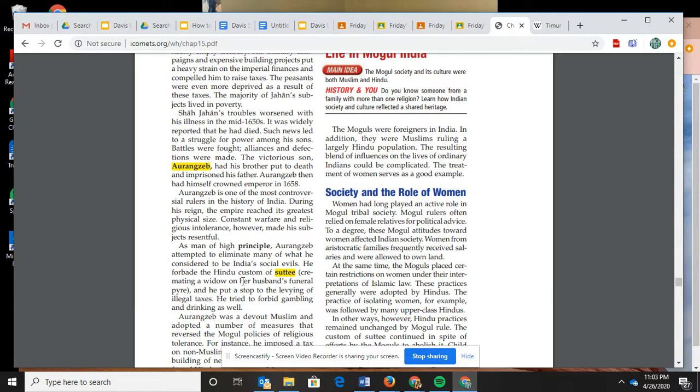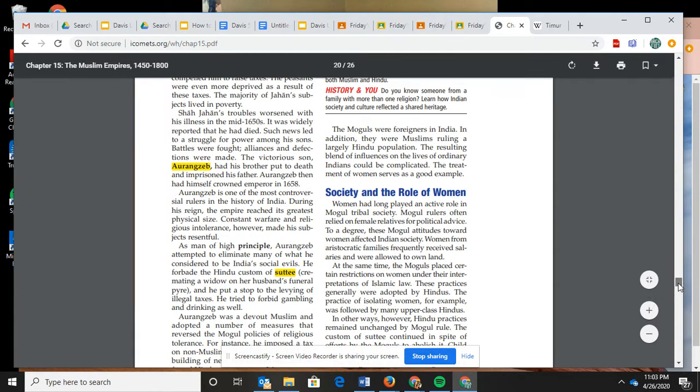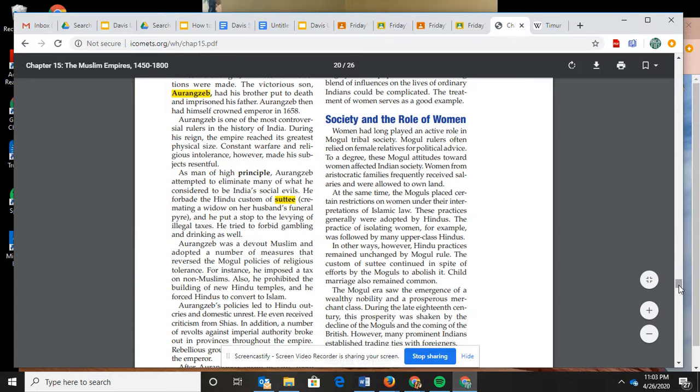He forbade the Hindu custom of sati, which is cremating a widow on her husband's funeral pyre. It's a pretty crazy practice that they had. Literally, women would be put to death after their husband died, and he got rid of that. He tried to forbid gambling and drinking as well. He was a devout Muslim and adopted a number of measures to reverse the Mughal policies of religious tolerance.